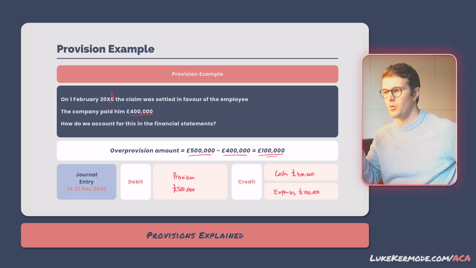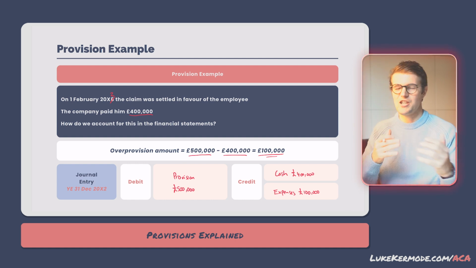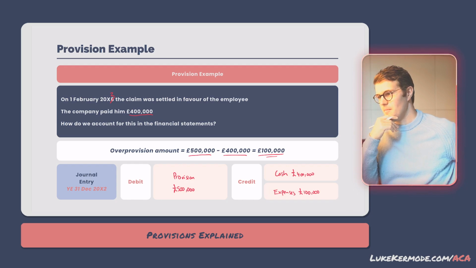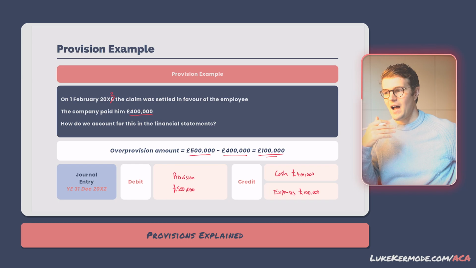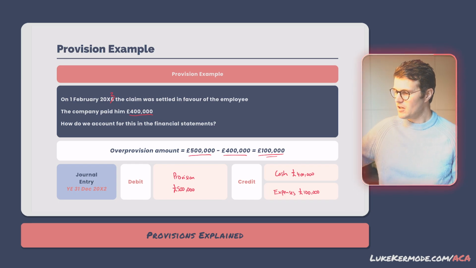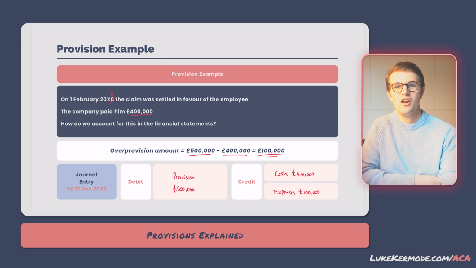So this is a good example of why provisions are so subjective. Even when we try to estimate them carefully, the final amount owed can actually be very different from what we expect. And when it does differ, the accountants will need to make sure the financial statements are accurately updated to reflect that difference. Okay, so that's provisions in a nutshell.